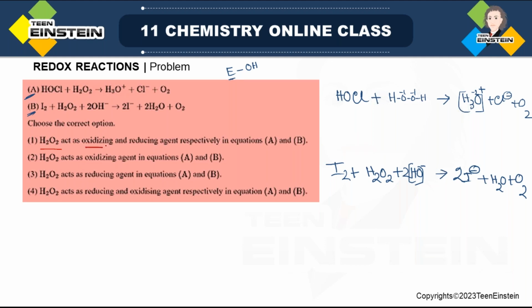The first option is saying that it is oxidizing for reaction A, reducing for B. The second option says it is oxidizing for both. The third option says reducing for both. And the fourth is the reverse of option 1. So HOCl, if you break this bond, it is basically +1 for chlorine, -1 for OH. Sorry, +1. So chlorine is having oxidation state +1, -1 for oxygen.